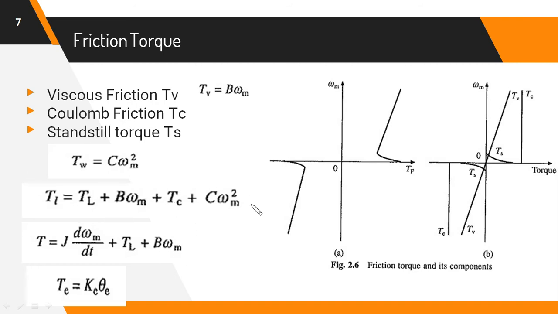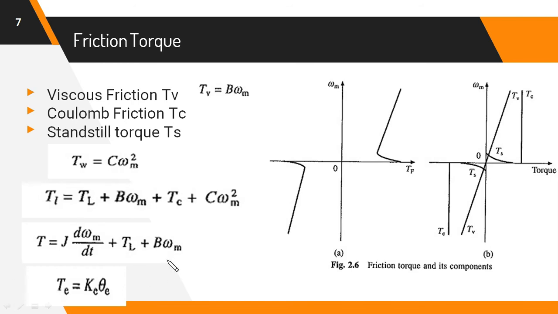See these two terms, TC plus C omega square, are very small in almost all applications. That's why we are neglecting them. So your equation will be TL equal to the useful load torque plus the windage torque. Now the motor has to supply the dynamic torque. Dynamic torque is the torque which is present only during the dynamic condition. So this is the dynamic torque equation: J d omega m by dt, plus the torque required for useful mechanical work, and the next is the windage torque.